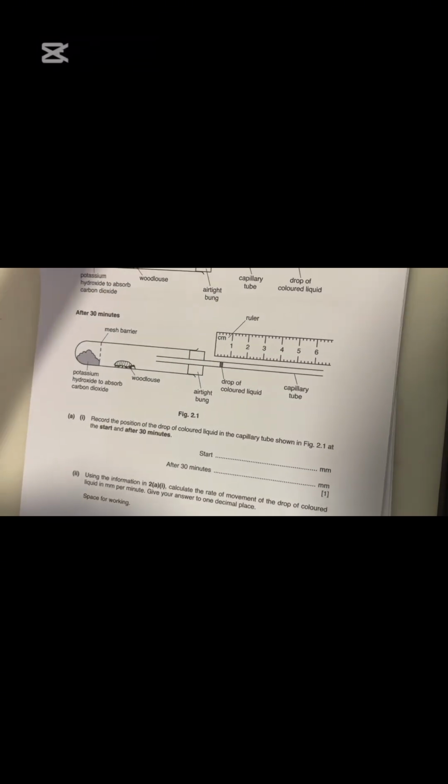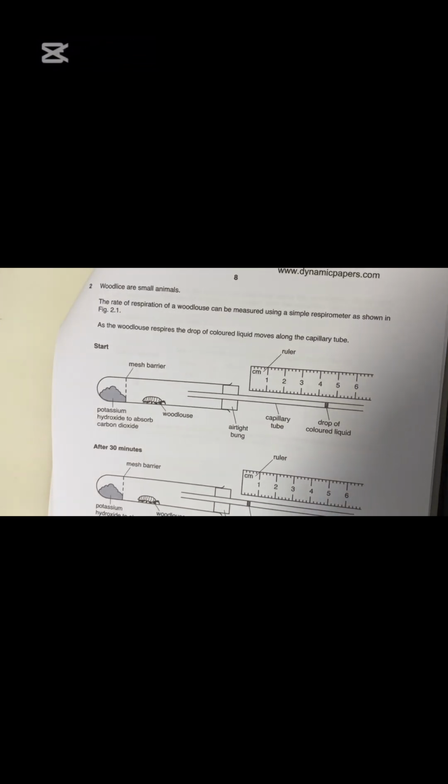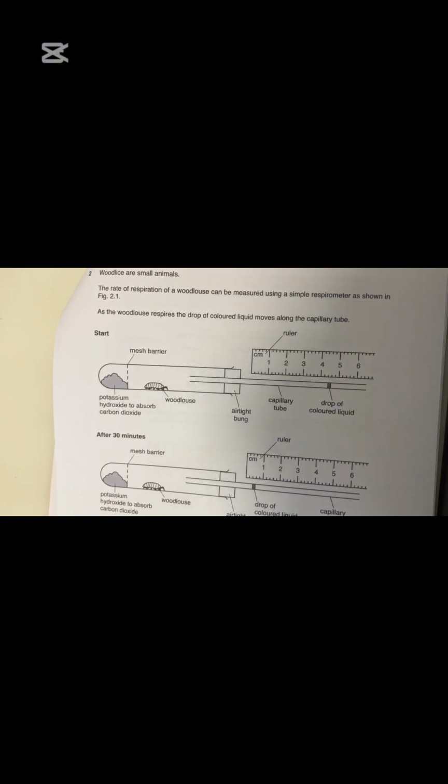Now in question 2, we have one more investigation. Here, let's read it together. Woodlice are very small animals. The rate of respiration of a woodlouse can be measured by using a simple respirometer as shown in figure 2.1. As the woodlouse respires, the drop of colored liquid moves along the capillary tube as shown in figure 2.1.